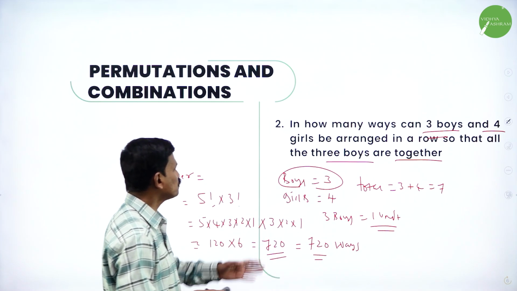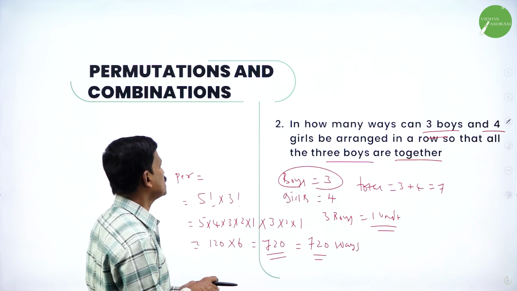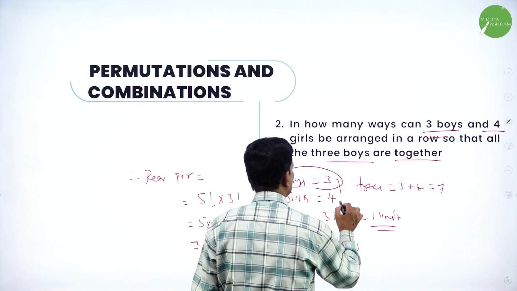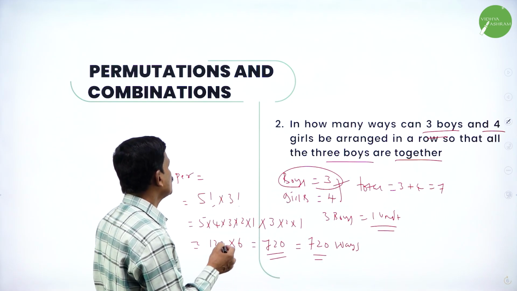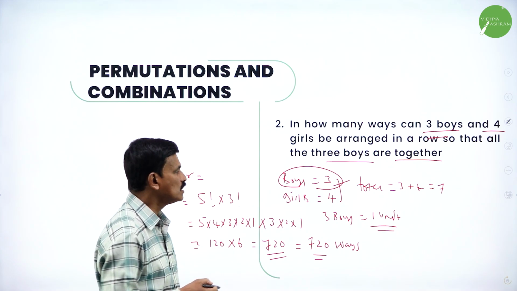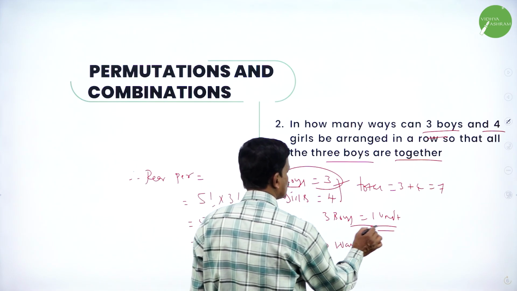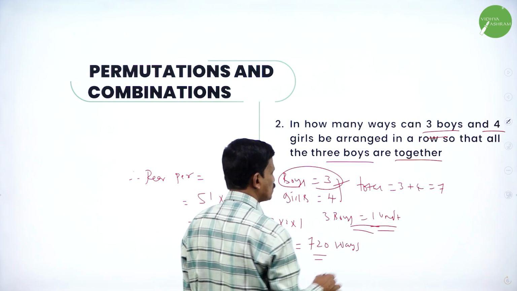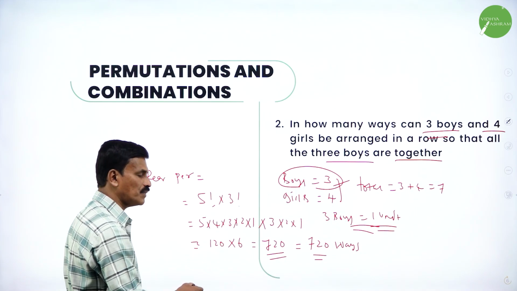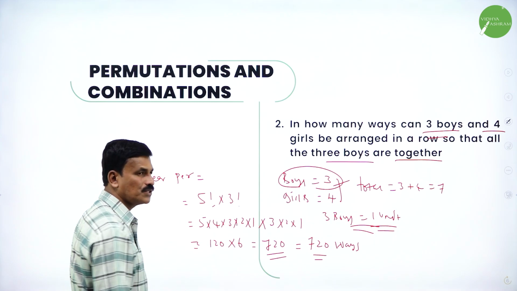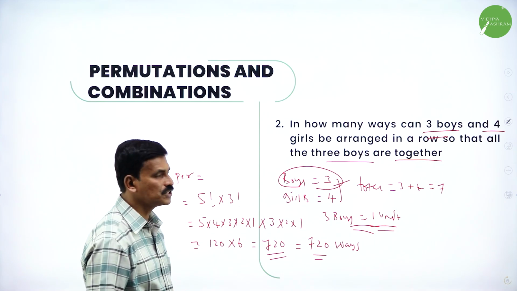In how many ways can 3 boys and 4 girls be arranged in a row so that all the 3 boys are together? Let us consider these 3 boys as one unit. 1 unit plus 4 is 5 units. Therefore the required arrangement is 5 factorial into 3 factorial, that's equal to 120 into 6, which is 720 ways.